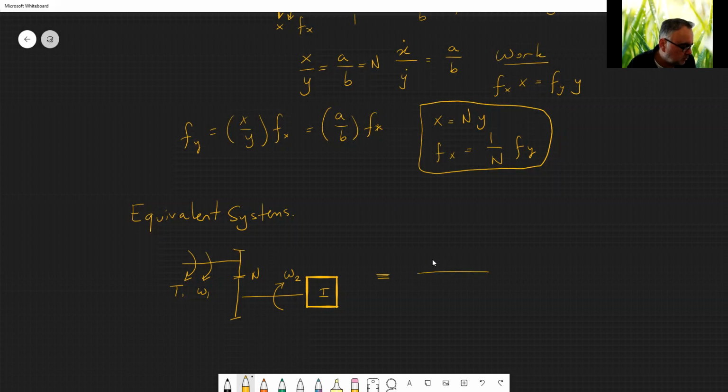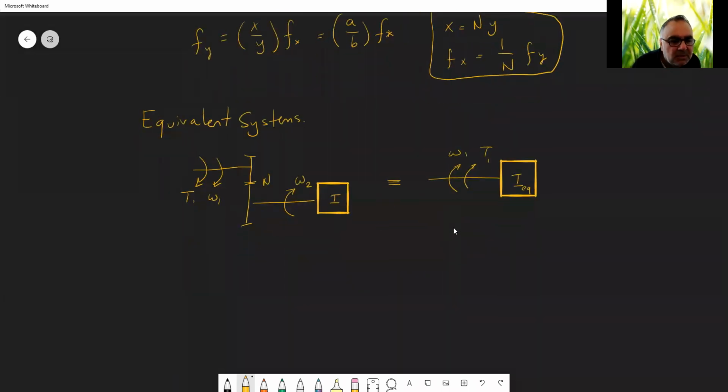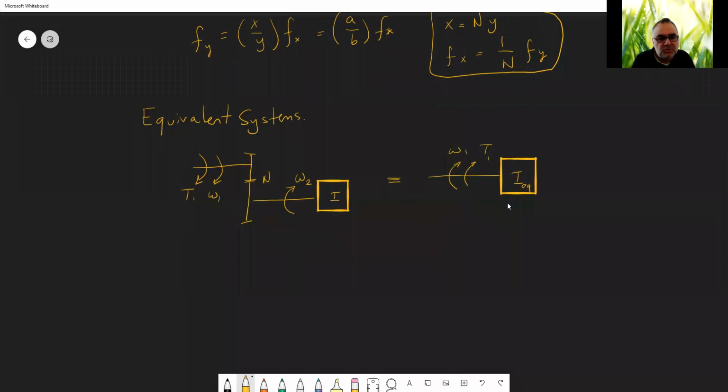This should be equivalent to omega 1 and T1 applied on I equivalent. Okay. So we want to take the gear system out of this equation. And we want to define an equivalent inertia for this system.